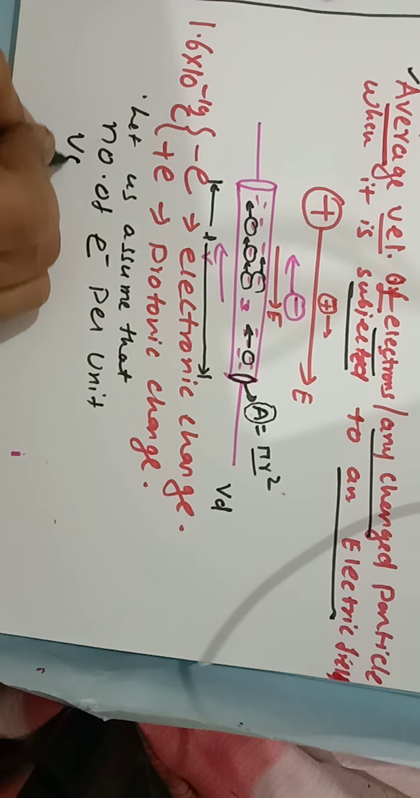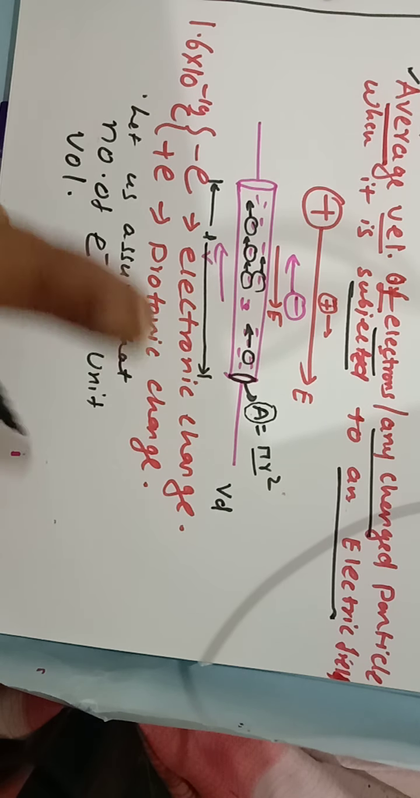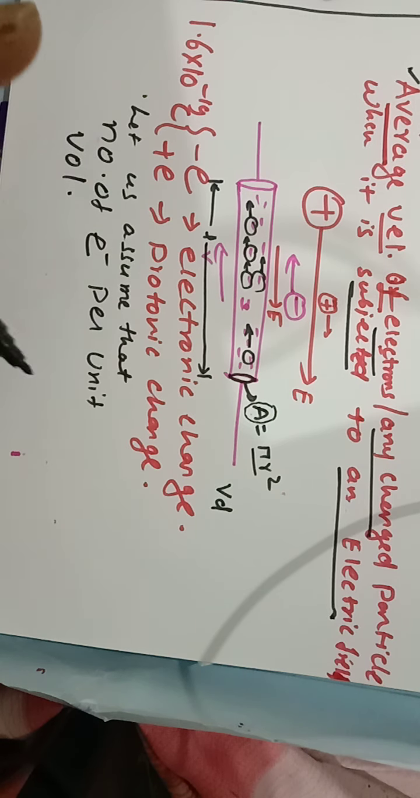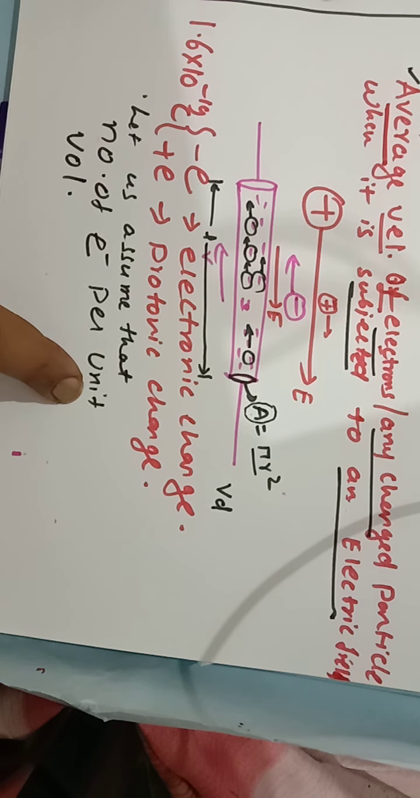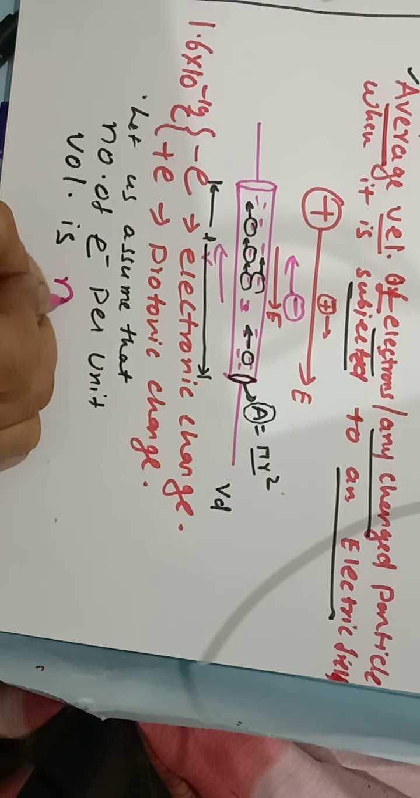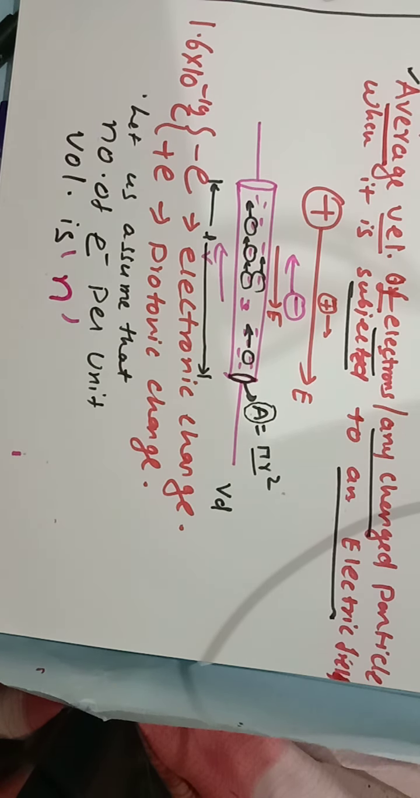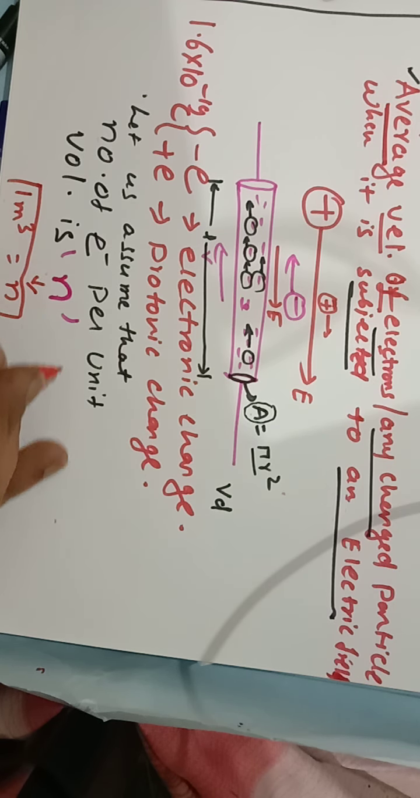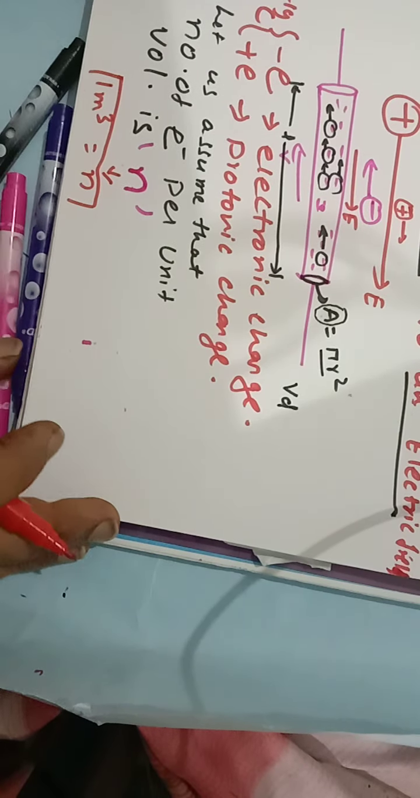What is unit volume? Unit volume is one volume, 1 meter cube, 1 centimeter cube, anything unity. Unity means one volume is what we are assuming. This is n. Means in 1 meter cube, the number of electrons will be n. Understood, right? So what can we do with this?